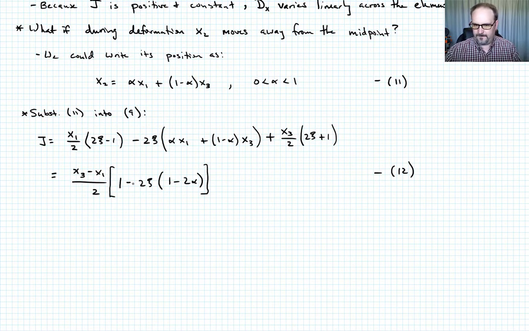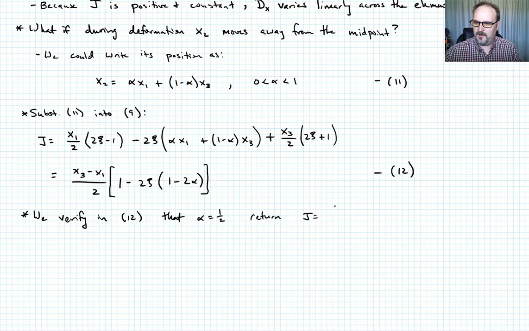So let me write that down real quick. Okay, so we verify in equation 12 that alpha equals 1/2 does return the Jacobian of x3 minus x1 divided by 2, which is what we want. But for alpha not equal to 1/2, the Jacobian is going to be a linear function of c.